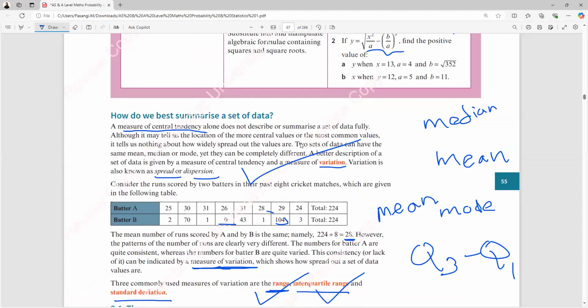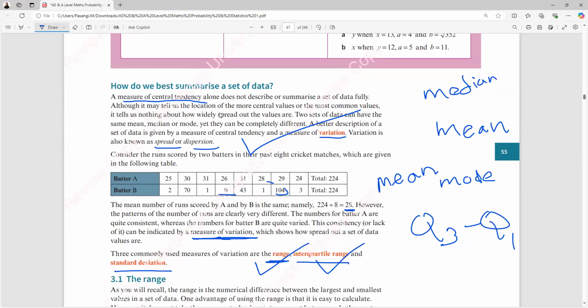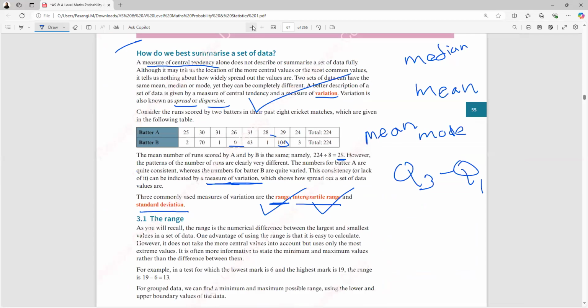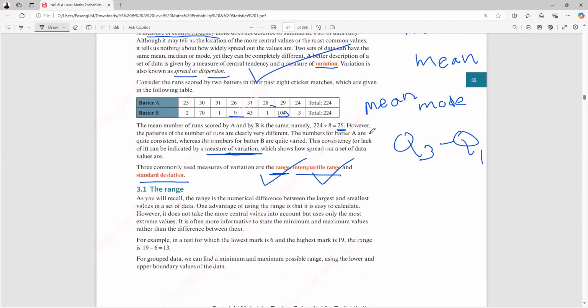Can you read this? Starting from here, to get an idea, and then we'll move to the next theory part.